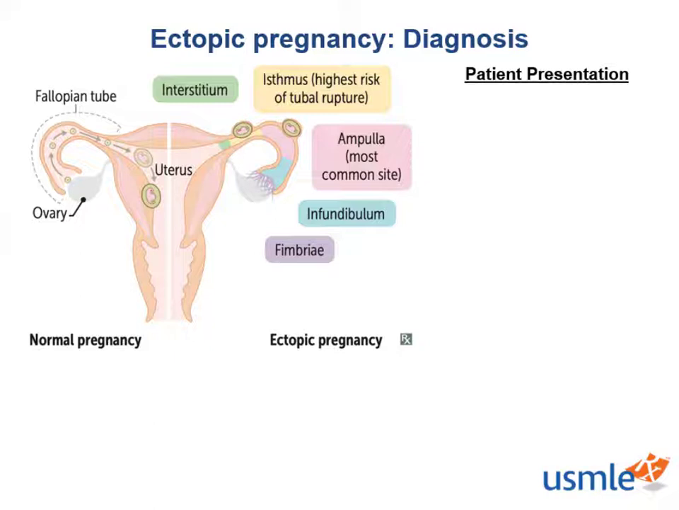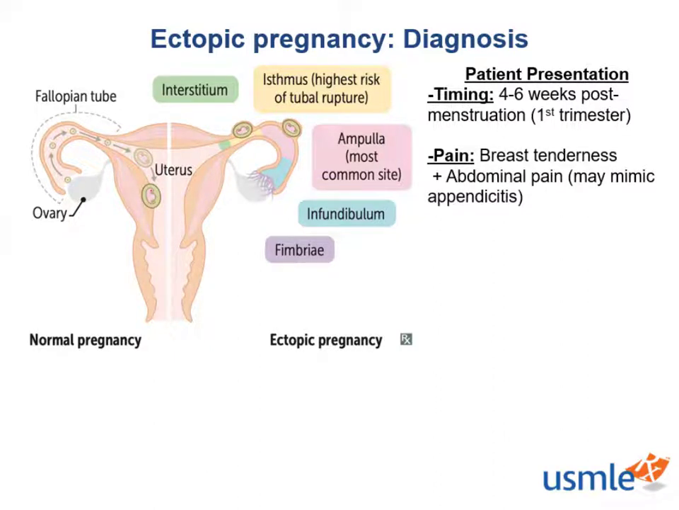Diagnosing an ectopic pregnancy requires careful attention to the patient's presentation. The patient typically presents 4 to 6 weeks since their last menstrual period, putting them in their first trimester. Notably, if they are using a contraceptive, they may just report pain that may include breast tenderness and abdominal pain. Notably, the abdominal pain may mimic appendicitis.